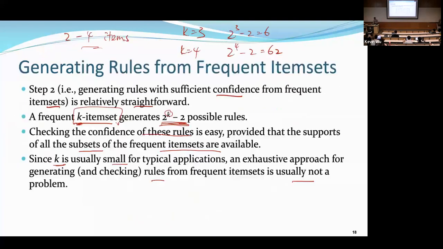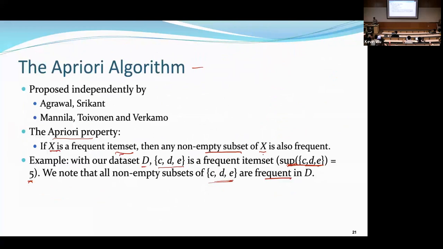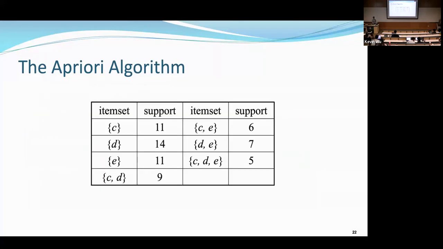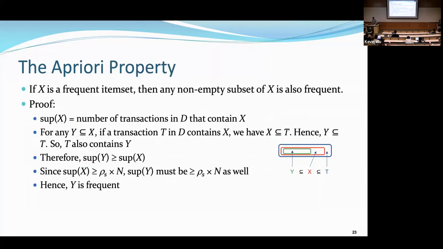All right, so one more time. If an item set X is frequent, then any non-empty subset of X has to be frequent as well. So this is the a priori property. So how do we use this a priori property to help us discover the frequent item sets more efficiently? This is again showing that if CD is frequent, all of its subsets are also frequent as well, just to illustrate the a priori property.